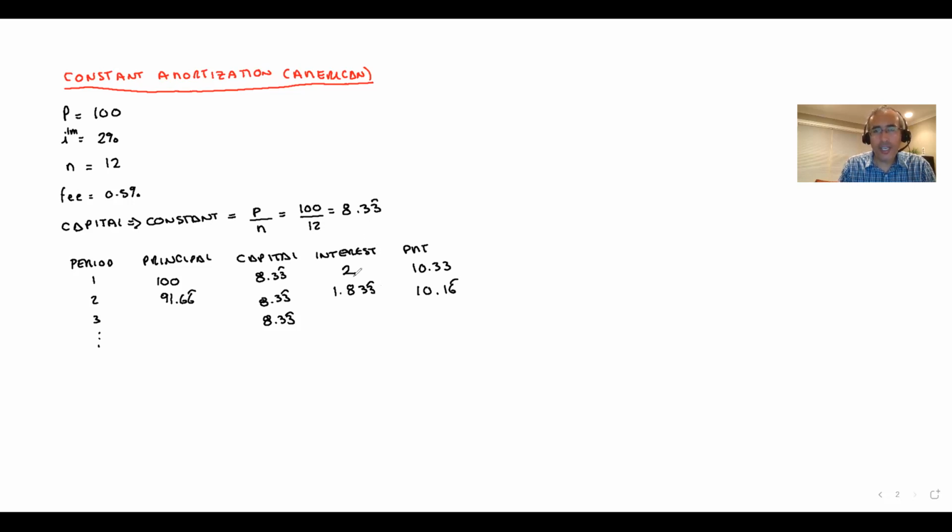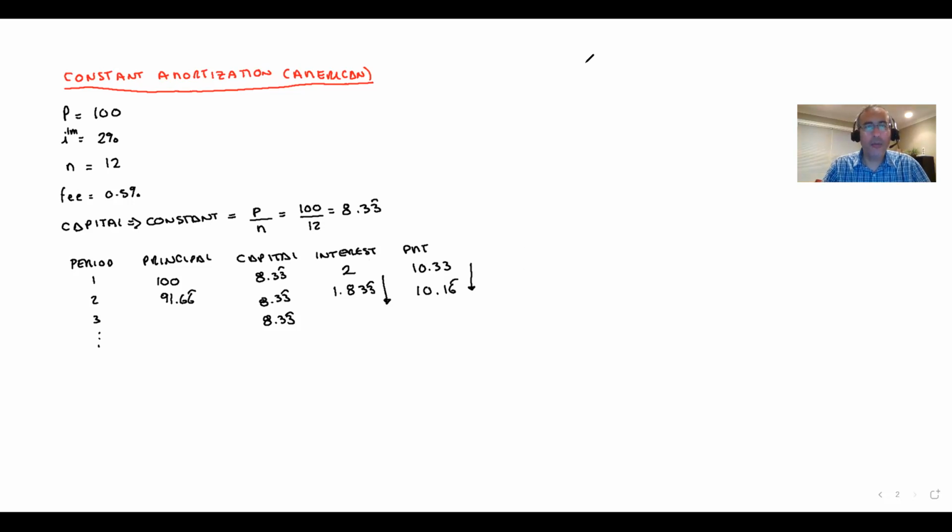So what you can realize, guys, is that the capital is going to stay constant. The interests are going to start decreasing in time. And also my payments are going to start decreasing in time. So remember, the main difference in the French method is that the payment is constant and the capital starts increasing and the interest starts decreasing. Okay. So let's try to do this in Excel. And this is called the constant amortization method or the American method.